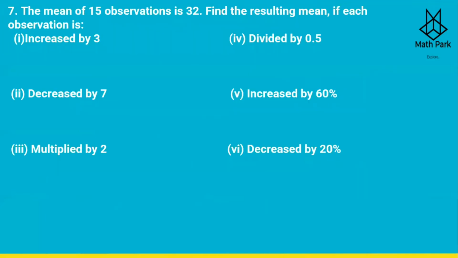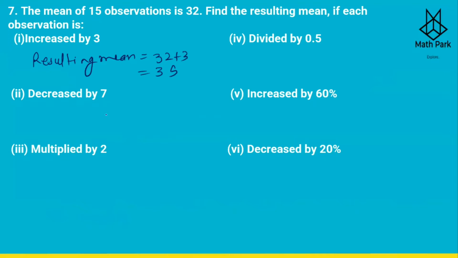The mean of 15 observations is 32. Find the resulting mean if each observation is increased by 3. So when each observation is increased by 3, the mean is increased by 3. So the resulting mean will be equal to the given mean, which is 32 plus 3, that is equal to 35.